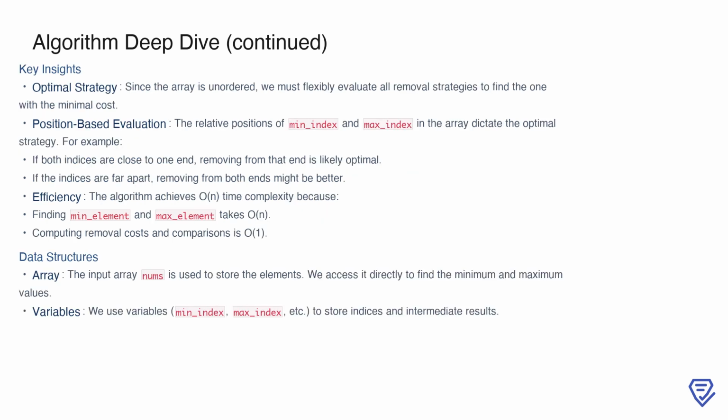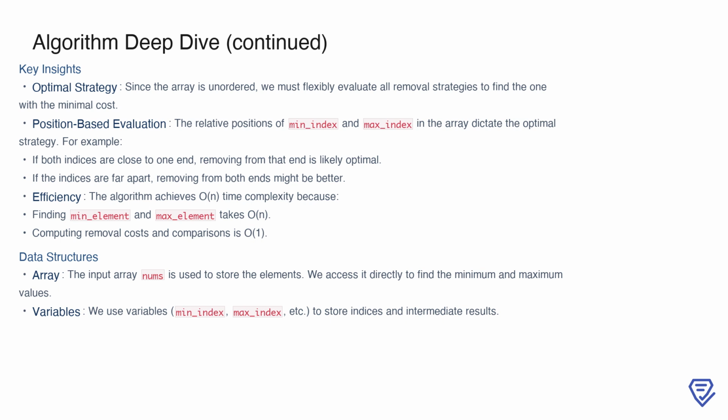The key to solving this problem lies in recognizing the optimal removal strategy based on the relative positions of the smallest and largest elements. When both indices are close to one end of the array, it is generally more efficient to remove elements from that end. However, if the indices are far apart, removing one element from each end might yield a lower cost.